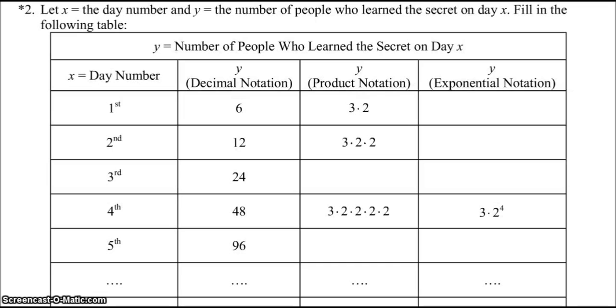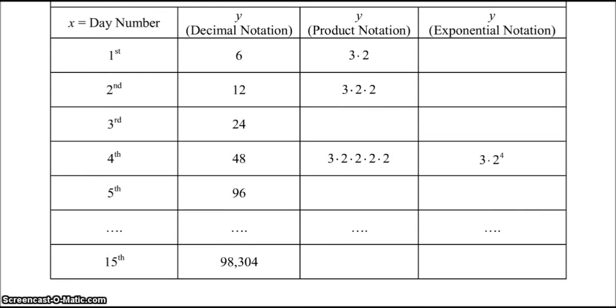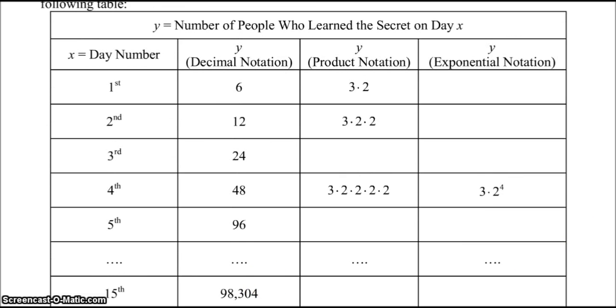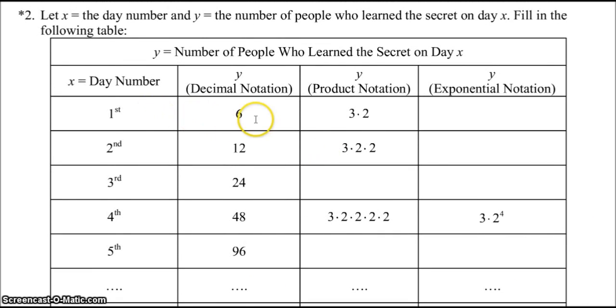Number 2, let x equal the day number and y the number of people who learned the secret on day x. Fill in the following table. Okay, so we have the day numbers here, and it looks like all of those are already filled in for us. And we already have all our decimal notation. Notice day 0 is not there, but that's okay. So we have 6 people, and then it doubles each time. And then we have just the product notation, and the exponential notation is left blank.